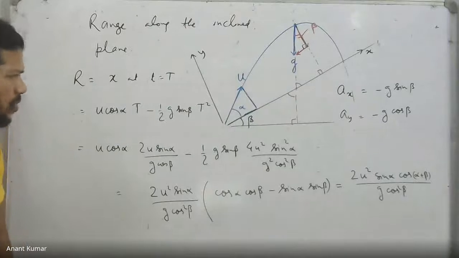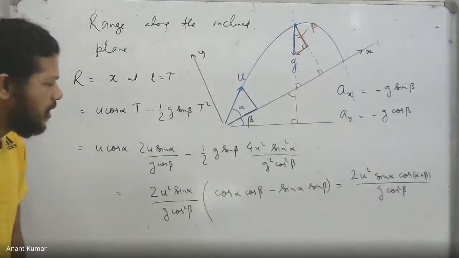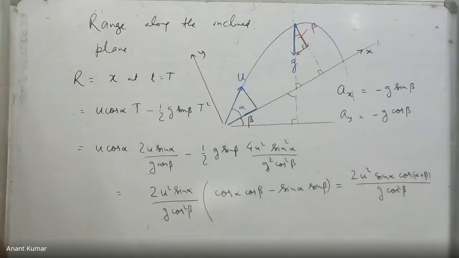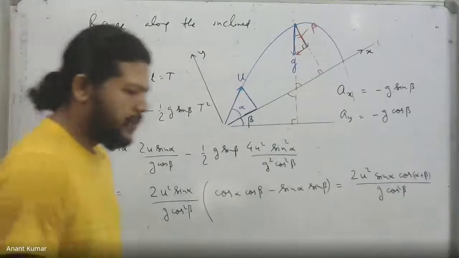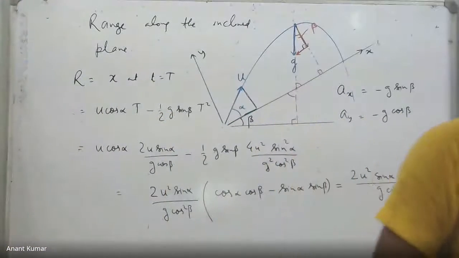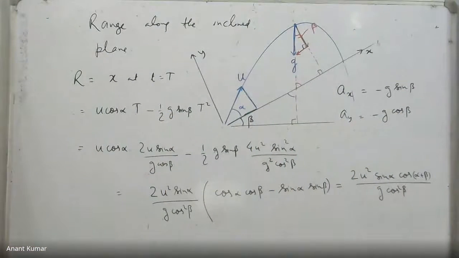It is very close to the horizontal range, by the way. The only thing that we are getting over here is that one of the cos alpha is replaced by cos alpha plus beta, and g has been replaced by g cos square beta. Actually, that's the only difference that we have in this case. Otherwise, it is very similar to that, but it changed a lot of things.